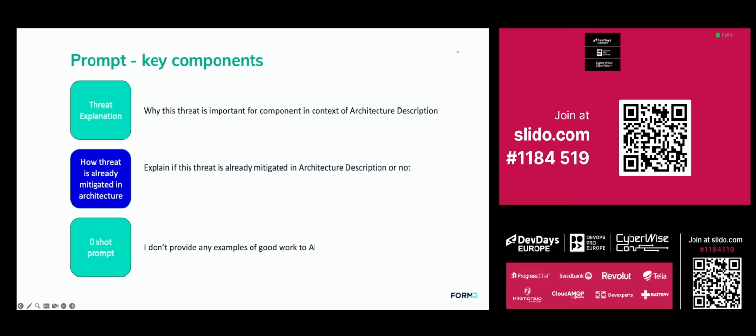So I'm not providing any good example of the work to the AI. First thing, when I started that, the context length was very limited, so I couldn't provide any good evidence for the AI because I would have no space for my prompt and my data. And later on, I realized, yeah, that's good enough without any additional examples.